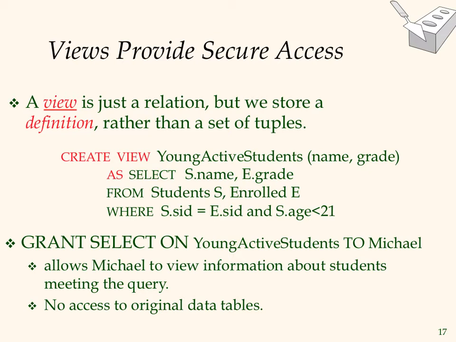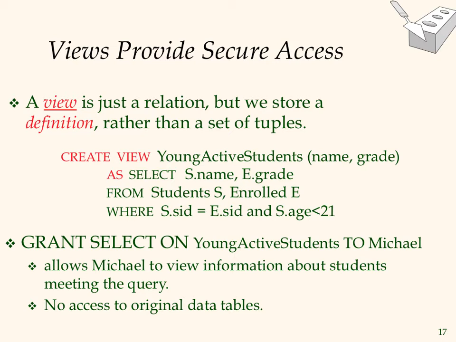The combination of views and access rights can be very powerful. Suppose we create a view called Young Active Students, which records the names and grades of students who are enrolled in some course and who are younger than 21. For each course, this view will show their grade.